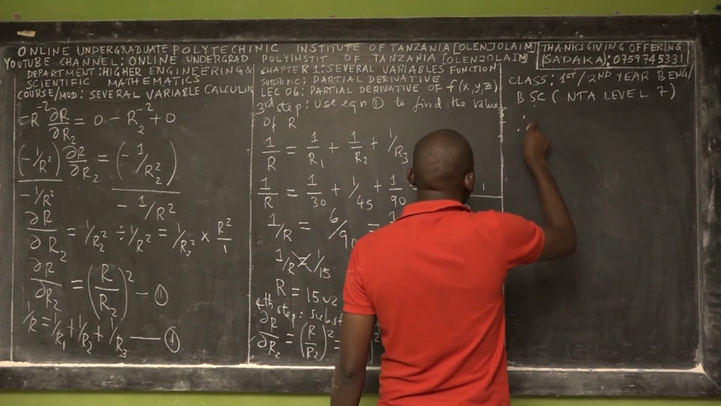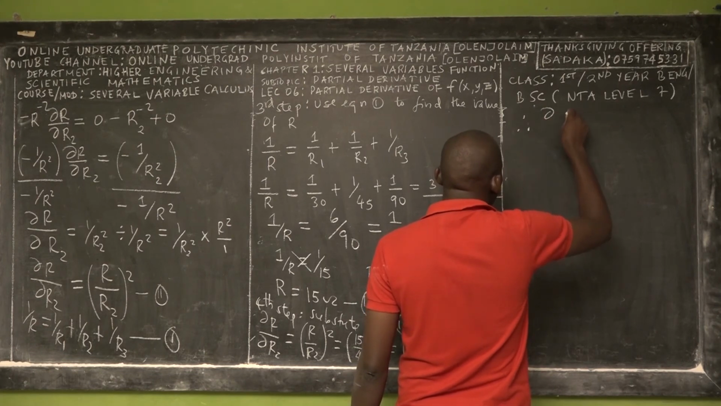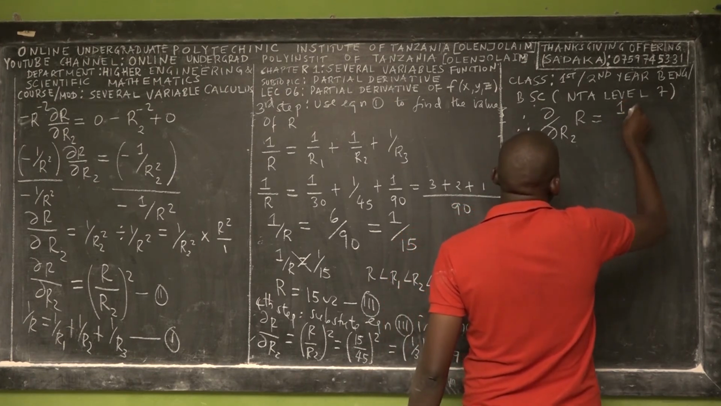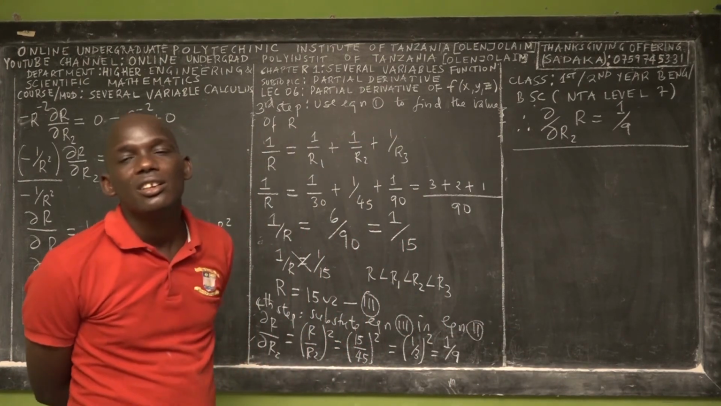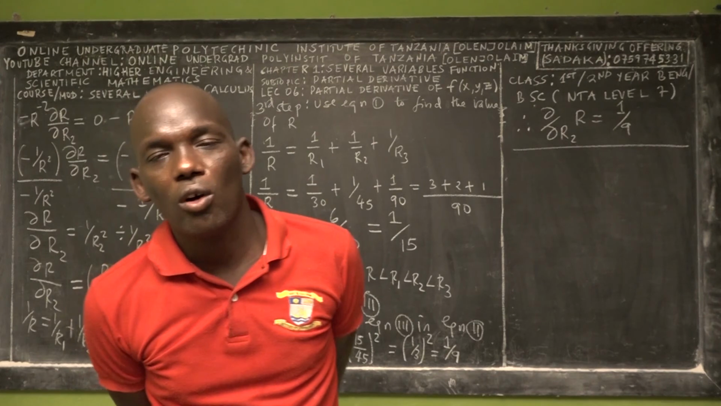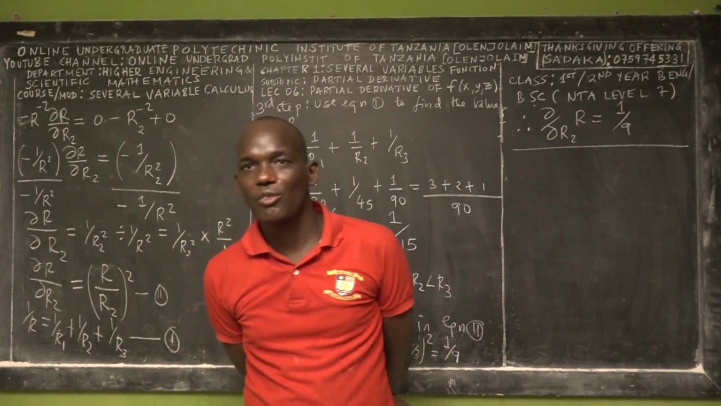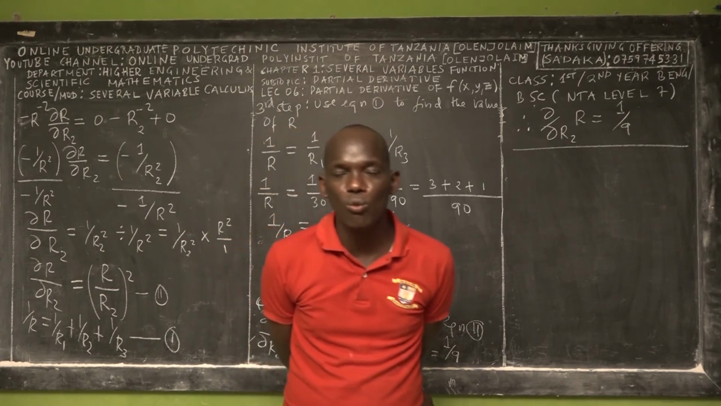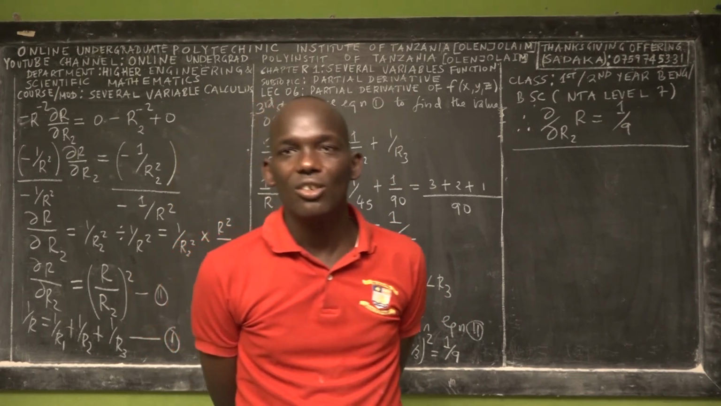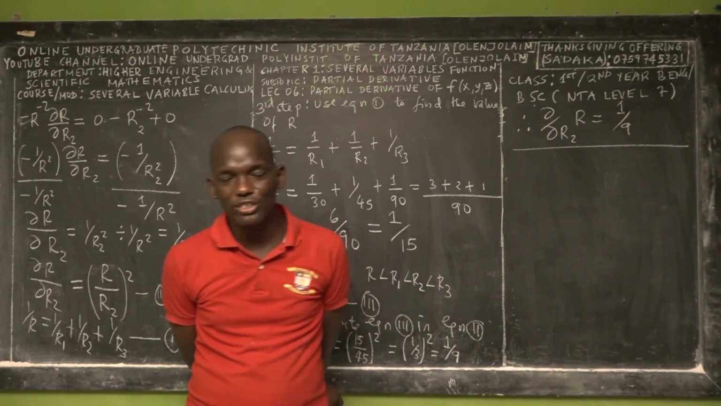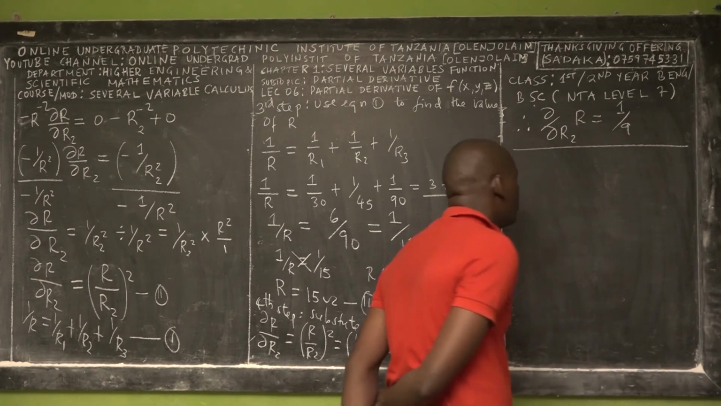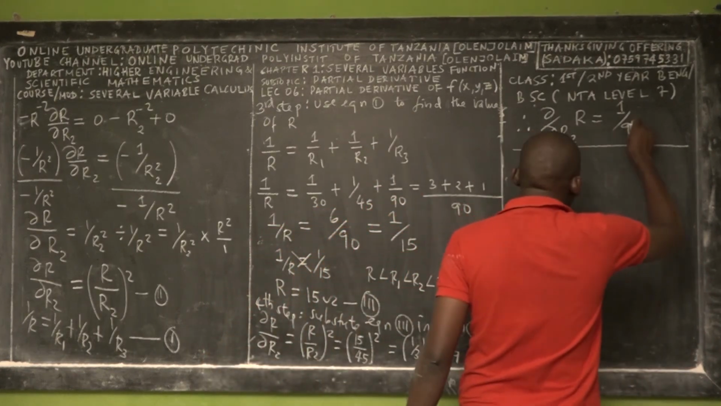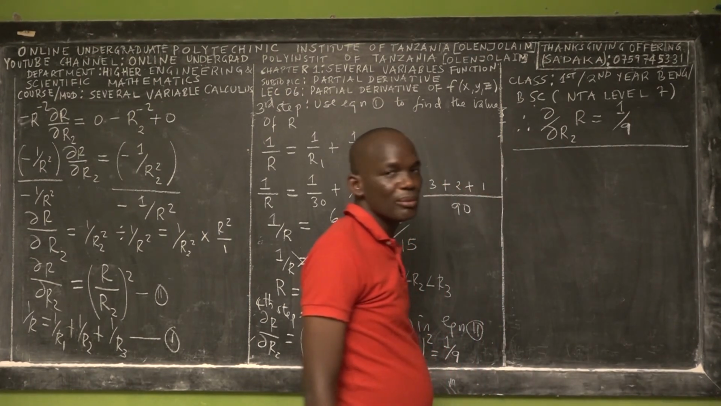So therefore, the value of the partial derivative of R with respect to R2 is equal to 1 over 9. This is the response for question number 4 from the tutorial sheet of several variable calculus, or MT 261, at the University of Dar es Salaam, especially in the College of Engineering and Technology. So that's the value: the partial derivative of R with respect to R2 is 1 over 9.